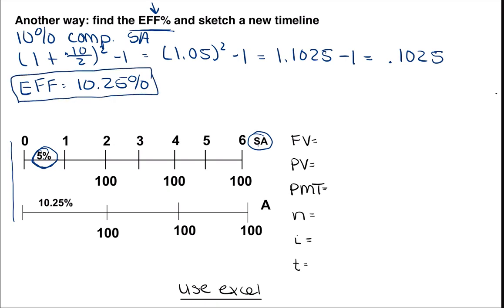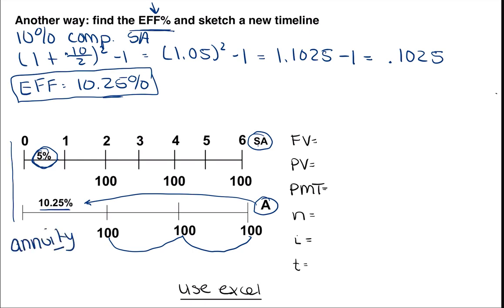So instead of having to compound each payment period separately, like we did previously, I can now just use my effective rate of 10.25% to calculate my future value. Since we have consistent payments over time, and this is now an annual rate, we can use the annuity function in Excel to calculate the future value of that.